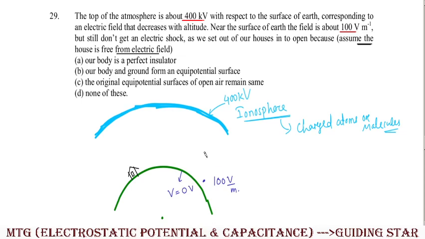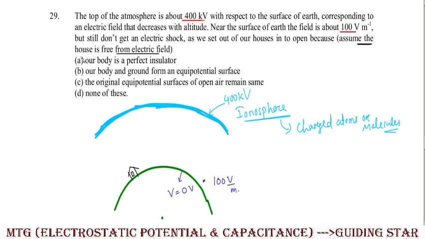So if the potential of Earth is 0 and the potential at the top of the atmosphere is 400 kilovolt, there is a gradual change in the potential. Clear? As we move from the top of the atmosphere towards the surface of Earth, the potential gradually decreases. That means a potential difference is created between these two. Clear? Then when this person comes out from the home, why doesn't he get any electric shock?